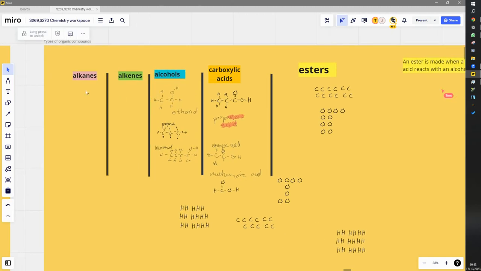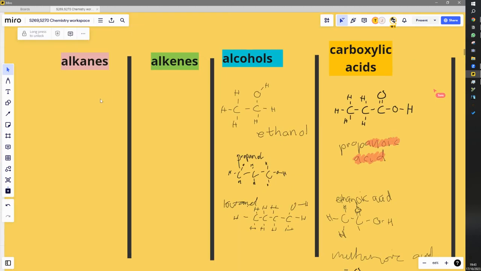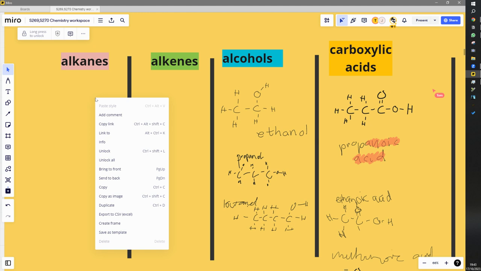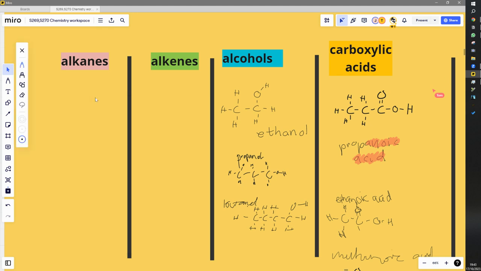Right, so we looked at alkanes and alkenes before, but just for the sake of the video then, an alkane is the simplest of the organic compounds. It's simply a bunch of carbons covered in hydrogens, okay? So we say it's saturated because no more hydrogens can fit onto it, okay? So that one would be ethane.